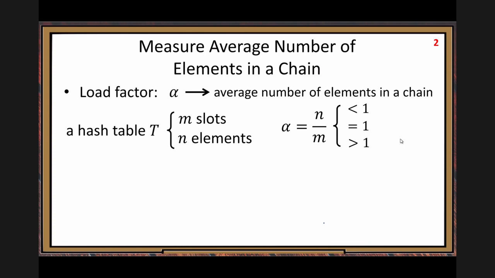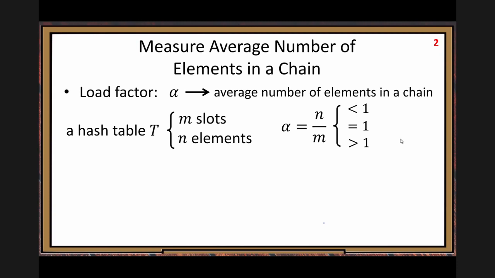The higher this number, the worse the collision problem, and the slower your search algorithm. So you need to control that. Do not make that alpha too big. Do not make it too large.